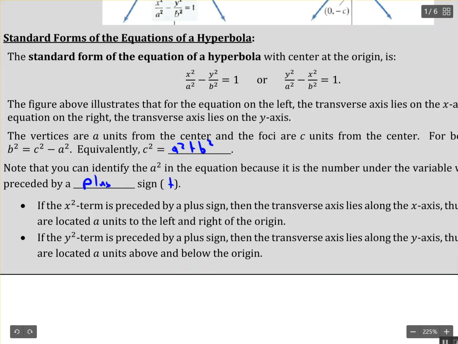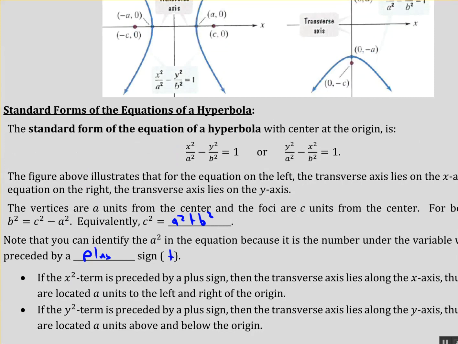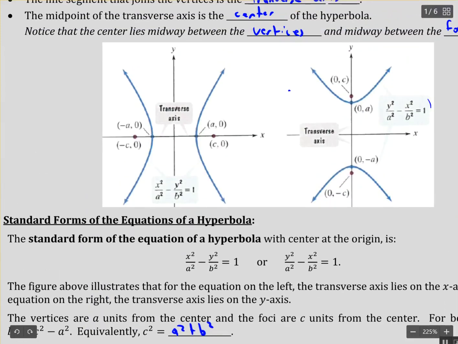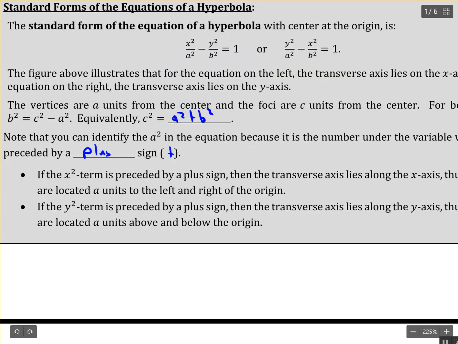So if the x squared term is the positive term, then the transverse axis lies along the x-axis. So basically, if you look at this one, the x is positive, so it opens horizontally. Here, the y squared is the positive term, so it opens vertically. In an ellipse, a and b were determined by which was the bigger number. Here, it doesn't matter which is bigger or smaller. It only matters which term is positive and which term is negative. So x squared positive, opens horizontally. y squared positive, then it opens vertically.